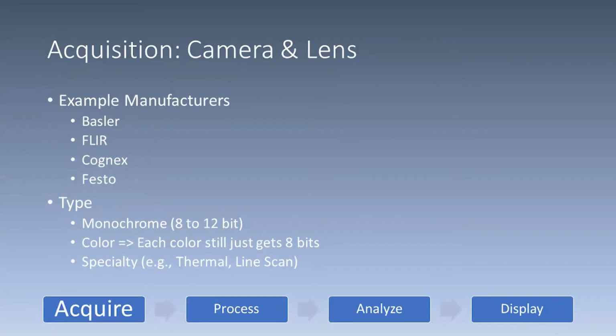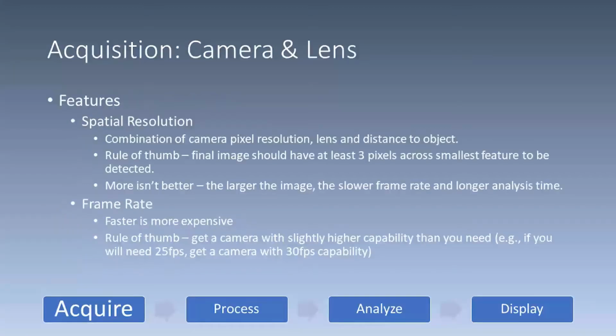The two types of cameras I'm going to talk about today are monochrome, that is black and white images, which come in 8 and 12-bit versions, maybe more as things mature, and then color cameras. The thing to remember with color cameras, unless they're specialty, is that each color is still only going to get 8 bits of information. There are other specialty cameras out there, like thermal and line scan cameras. I'm not going to cover those.